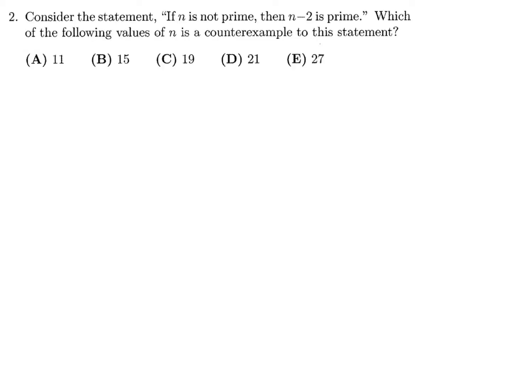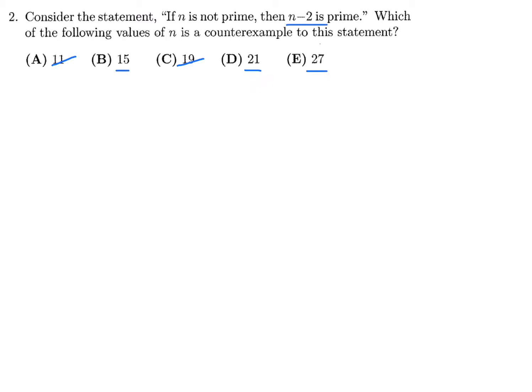Consider the statement, if n is not prime, then n minus 2 is prime. Which of the following values of n is a counterexample to the statement? Well, when you go through these, n is not prime. Well, that is prime. That is prime. Okay, so that eliminates A and C. The rest are not prime. This is not prime, this is not prime, and this is not prime.